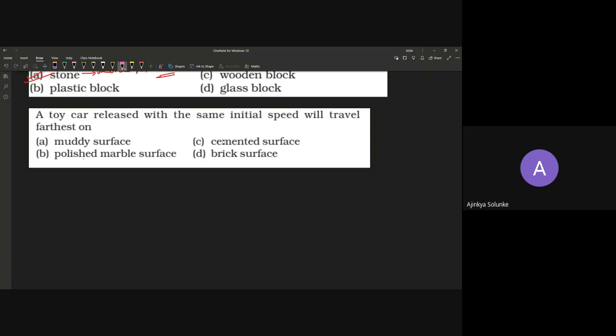So the answer should be marble surface, right? The farthest distance will be covered on marble. Why? Less friction. You can say least friction among all. So the farthest distance will be traveled on the polished marble surface.